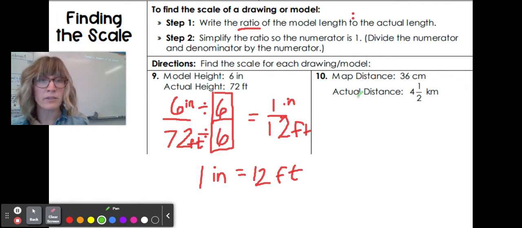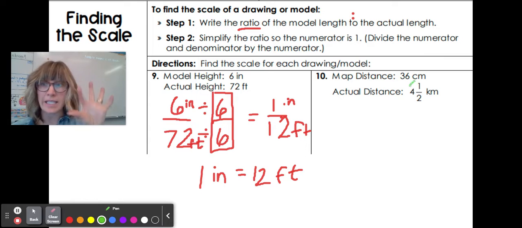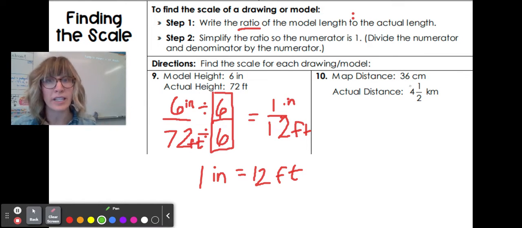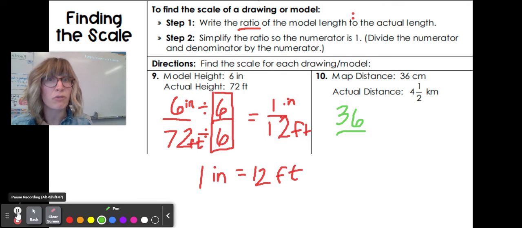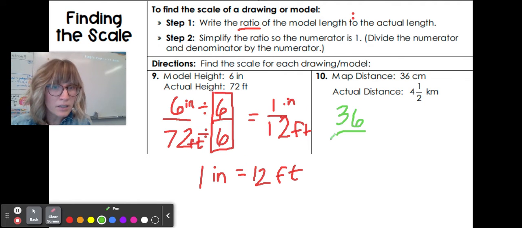So now we are working in the land of maps. So we have this sort of scale happening in our map, but we don't know what the scale factor is. So let's find out. So we're going to write the ratio of the model length. So the model length in this case is 36 centimeters to the actual distance, which in this case is 4.5. It can be kind of ugly to write fractions in fractions essentially. So I'm just going to turn it into a decimal. So 4.5 kilometers.